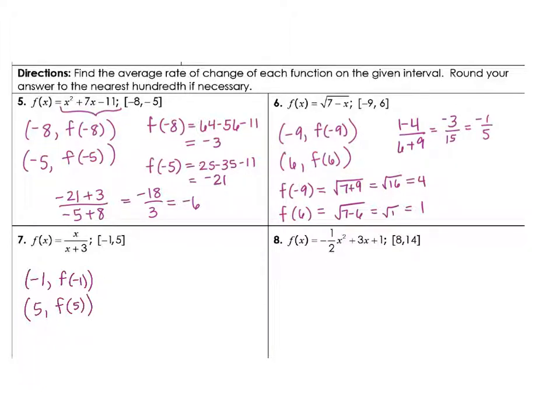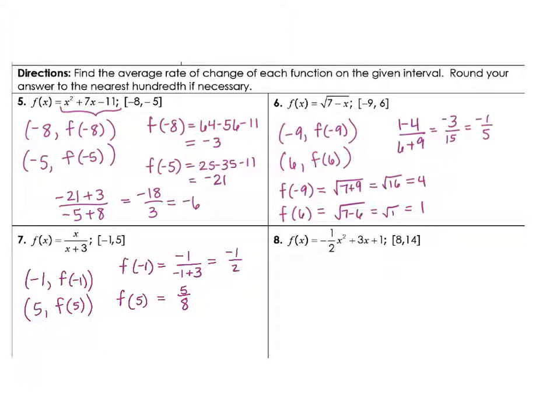And so whenever we substitute in f at negative 1, that's going to be negative 1 over negative 1 plus 3. So that's going to generate a negative 1/2. And f at 5, when we substitute that in, we're going to have 5 over 8. So now we're ready to do our slope formula.